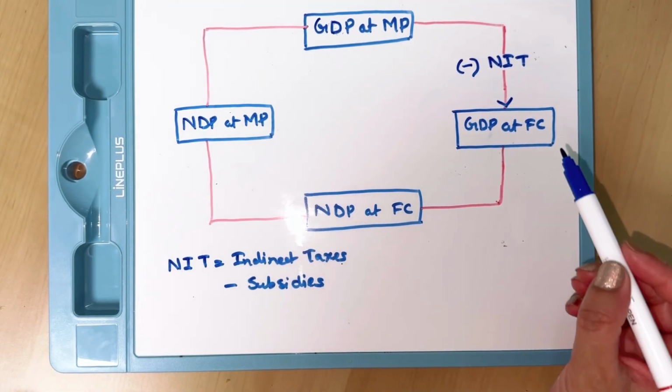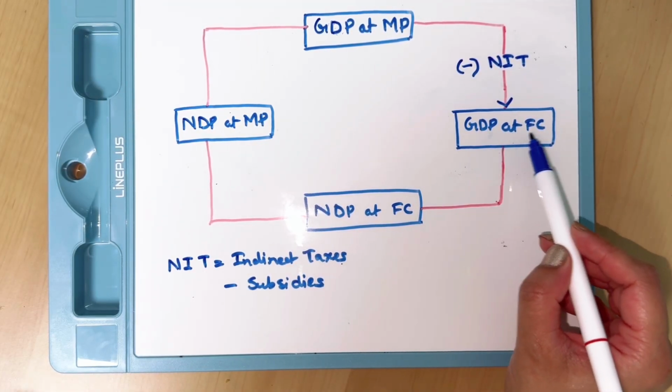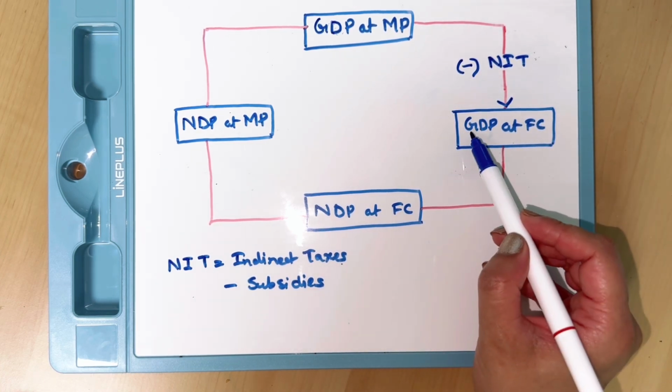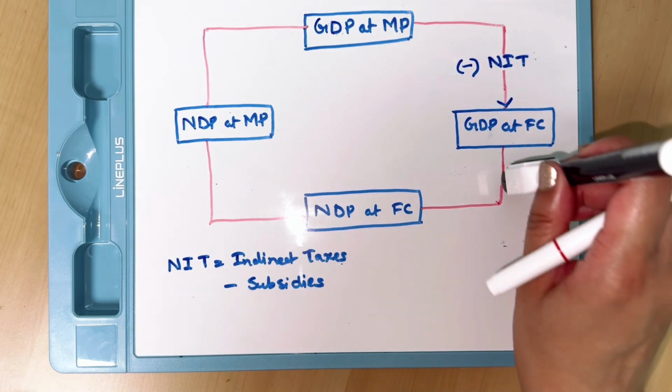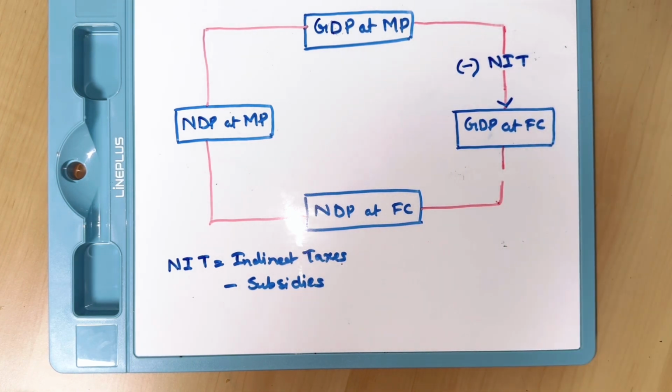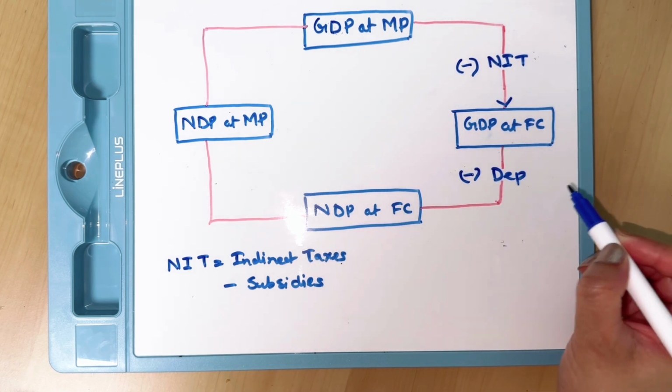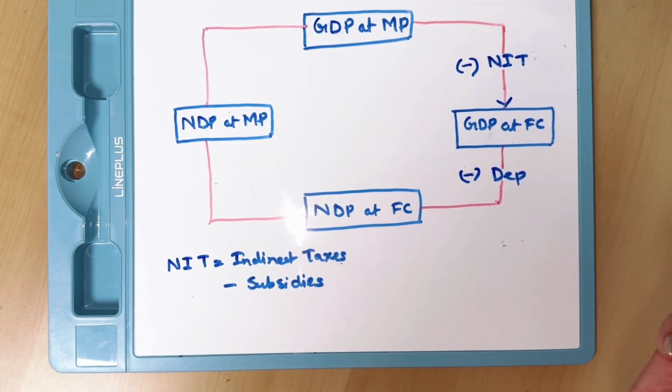Next, we need to arrive from gross domestic product at factor cost to net domestic product at factor cost, from gross to net. So what adjustment we need to do? We need to subtract depreciation. Depreciation is nothing but the loss in the value of capital goods which are used in the production process.